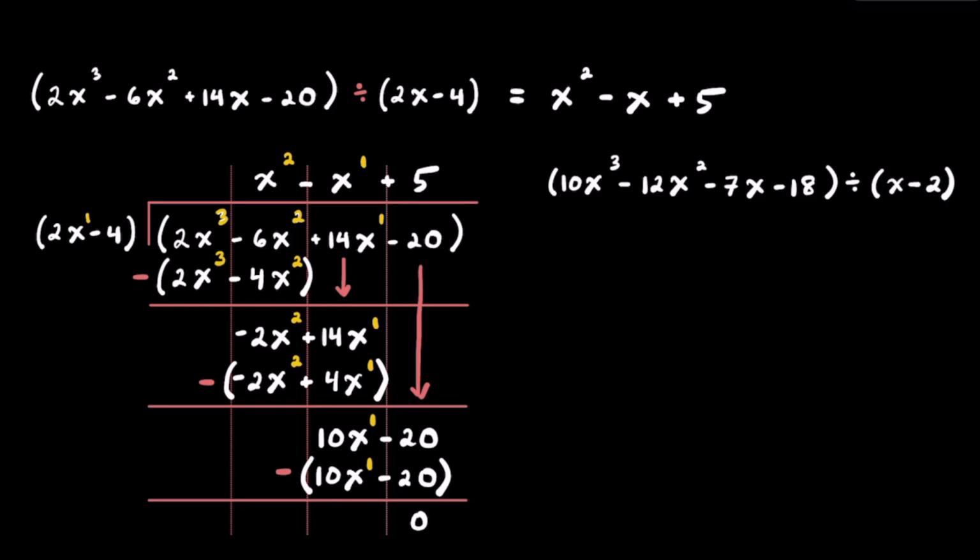All right, so in this example, we have 10x cubed minus 12x squared minus 7x minus 18. We're going to divide this by x minus 2. Now, while I'm going to go over this using synthetic division, feel free to go ahead and try using polynomial long division to make sure this works as well, but totally up to you. So if you want to pause this, you can also give it a try if you want to.